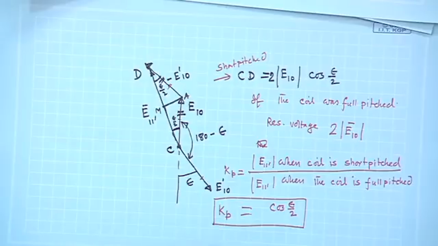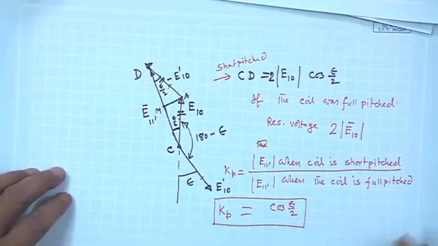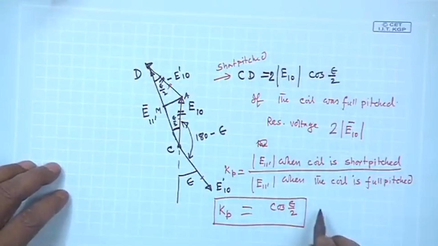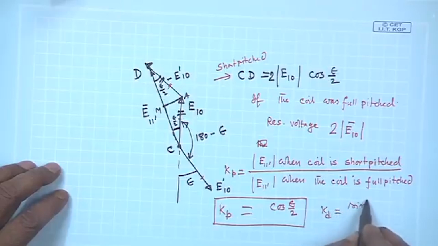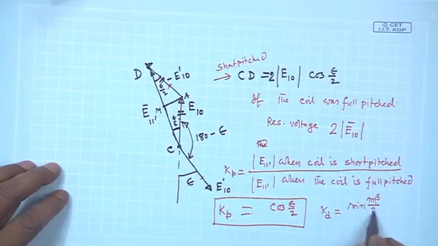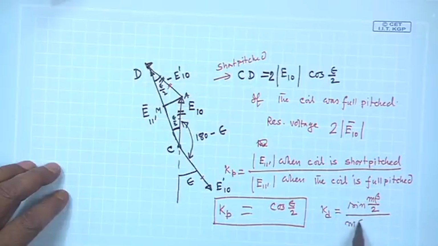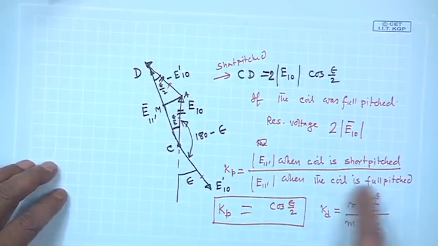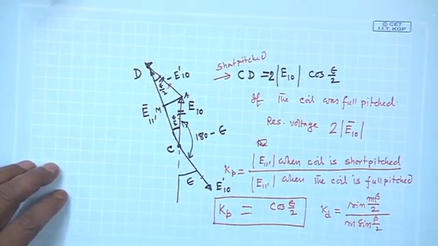But I have not yet told you why the coil should at all be short pitched. Right now I will tell you, but you recall these two factors in any AC machine winding. One is Kd, which is sin m beta by 2 divided by m sin beta by 2. By that factor voltage gets reduced, and once again voltage may get reduced by a factor of cosine epsilon by 2, which is called Kp.